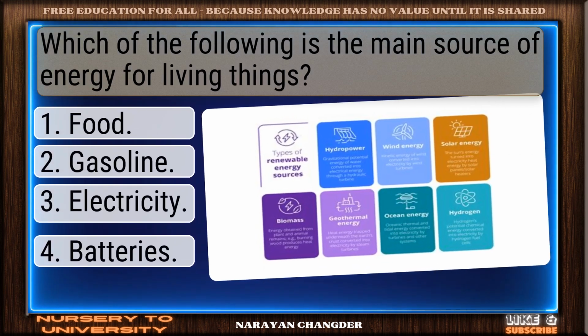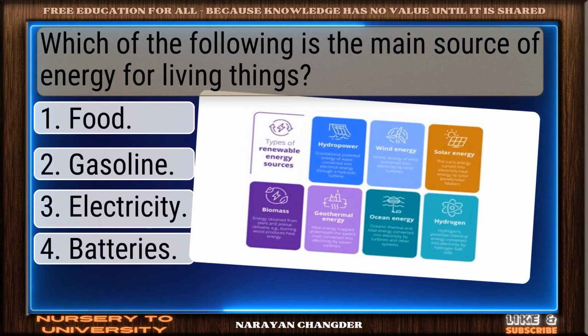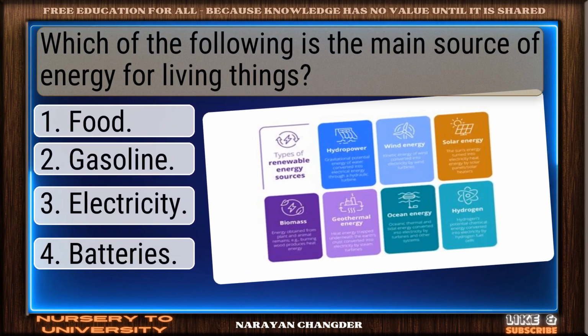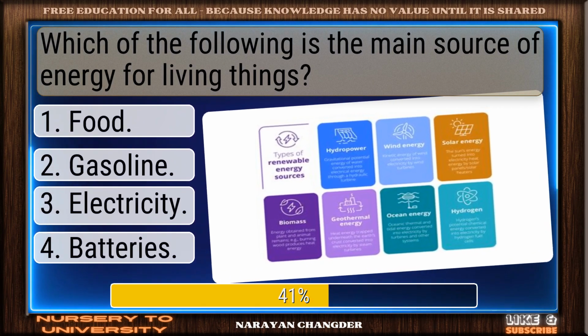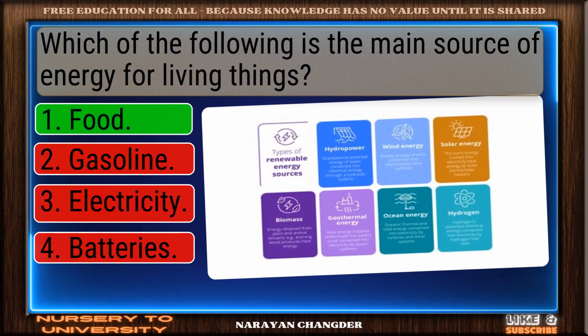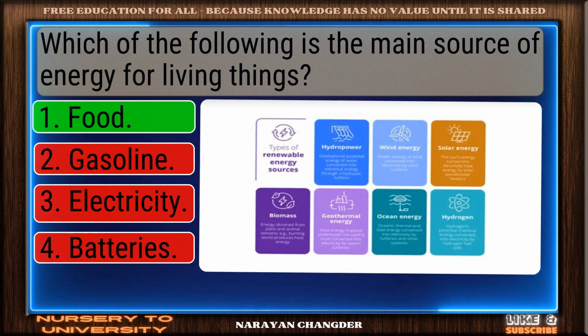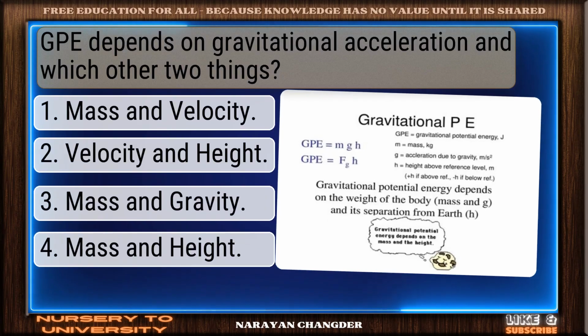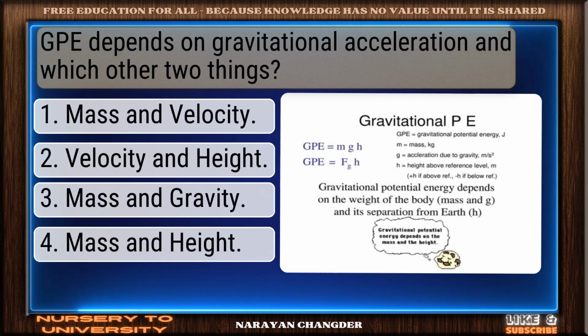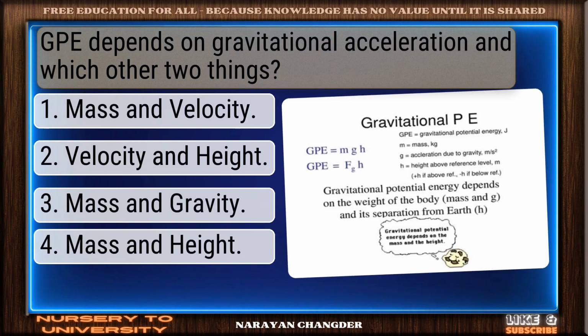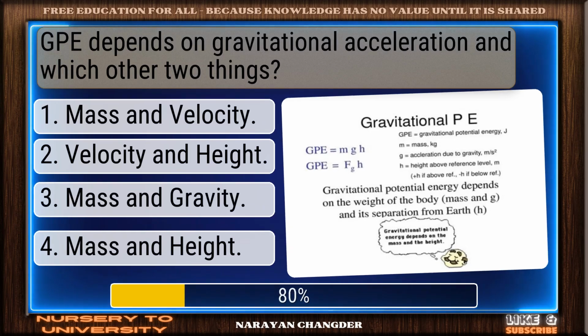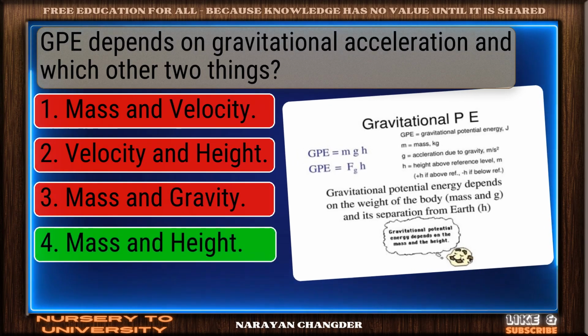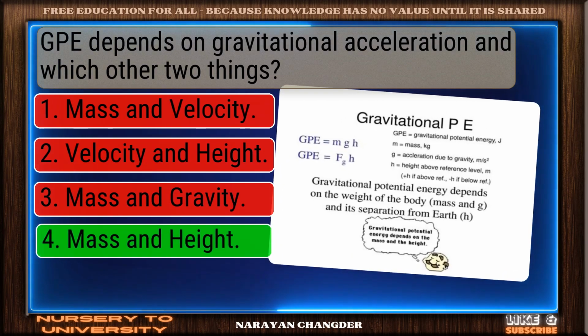Question number 36. Which of the following is the main source of energy for living things? Great thinking. Food is the right choice. Question number 37. GPE depends on gravitational acceleration and which other two things? You got it. Your choice, mass and height, is right.